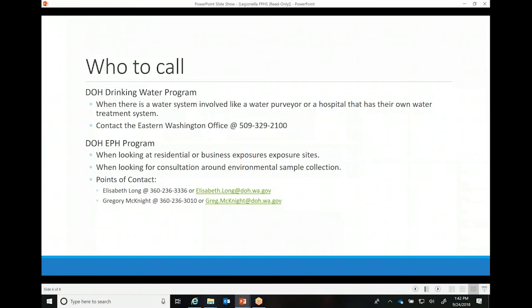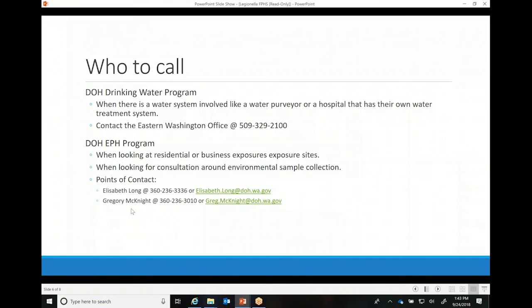The other program that is very helpful is the DOH Environmental Public Health Services program, where they have staff with a lot of expertise in sampling and consultation around testing for Legionella, because the issue that happens with Legionella is that if an organism is found in the course of testing, then that leads to a testing program that's going to proceed for several months or even a year or more with routine environmental collections.